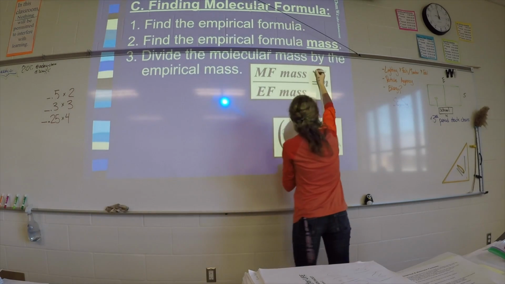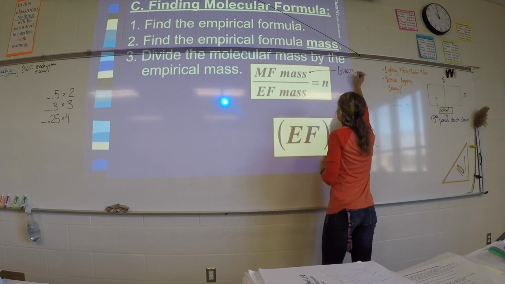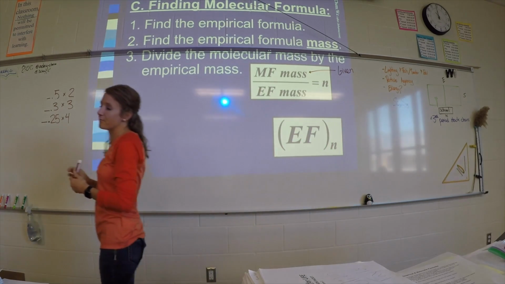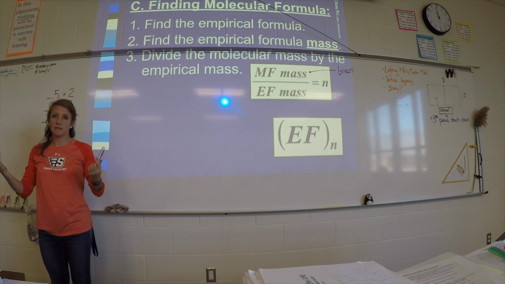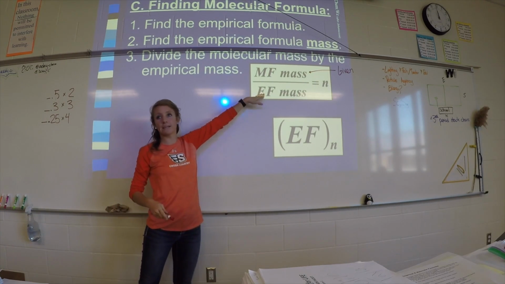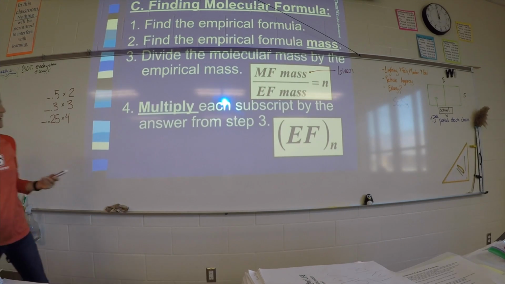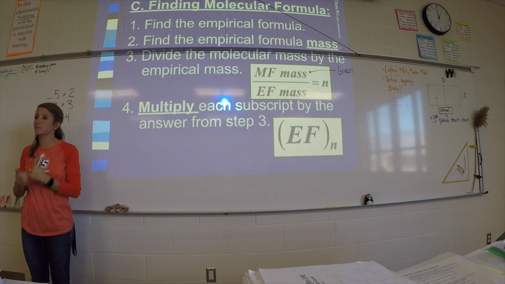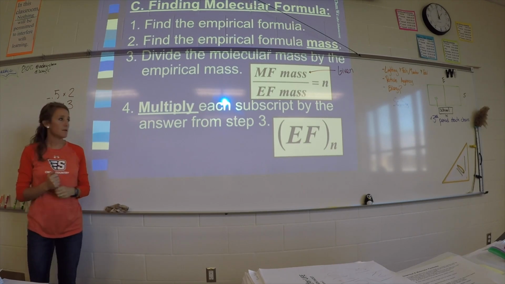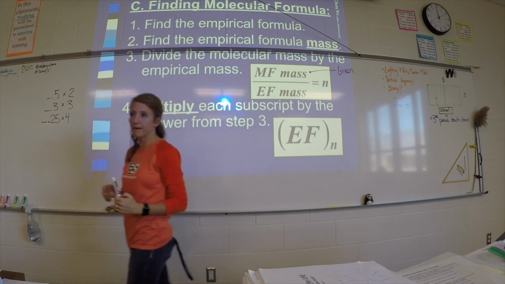The value on top is going to be given to you in the problem, because that value has to be found experimentally, not mathematically. This one we'll calculate on our own. Then once we have our value of n, we multiply the subscripts by that value. So we take n and multiply it by our empirical formula.